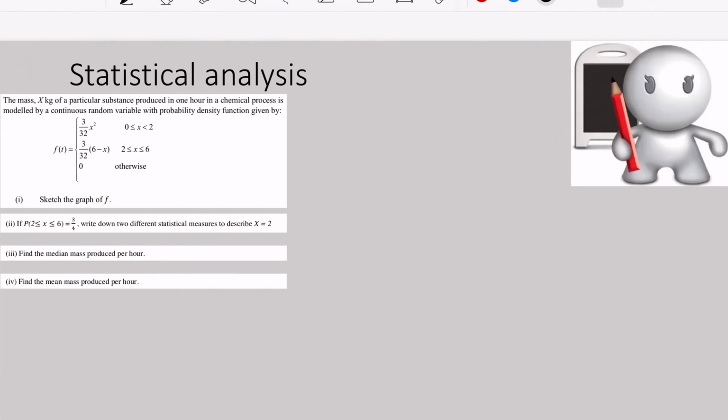Okay, so what we have here is a probability density function. Okay, so straight away try to sketch this. Okay, so what we have from 0 to 2, we have a quadratic. Now when I substitute 2 into here, I'm going to get 3 over 8. Okay, and when I substitute 2 into here, I'm also going to get 3 over 8.